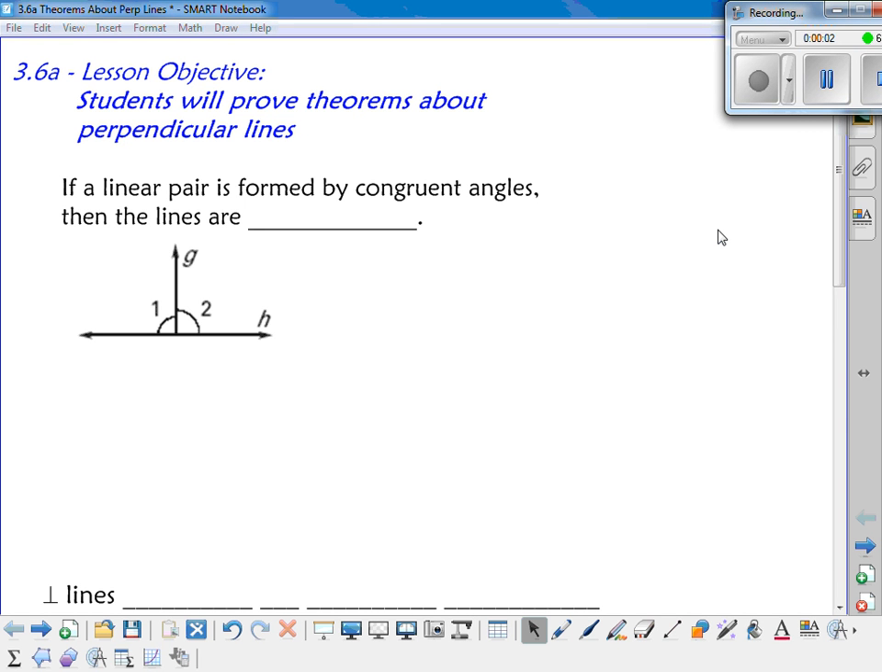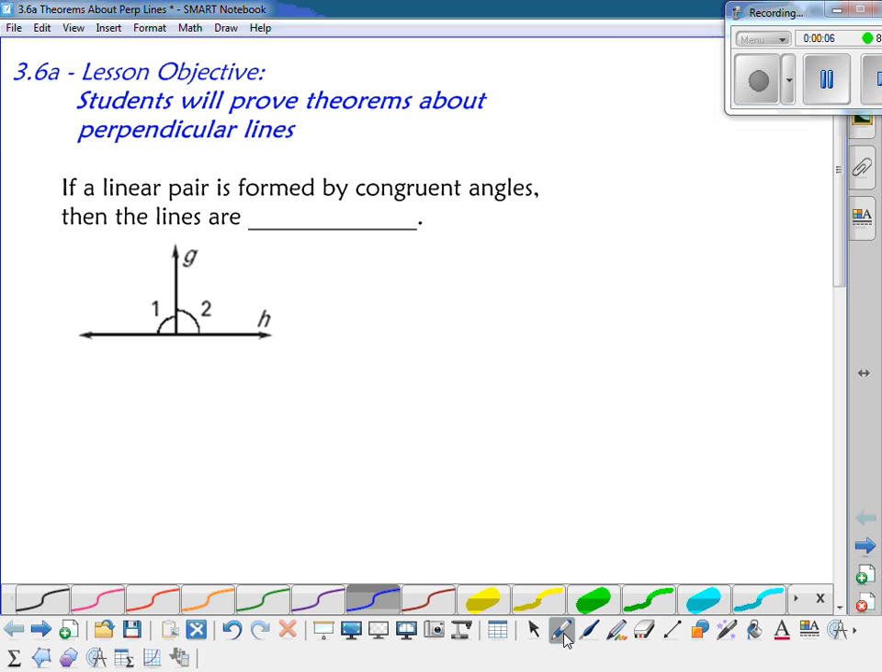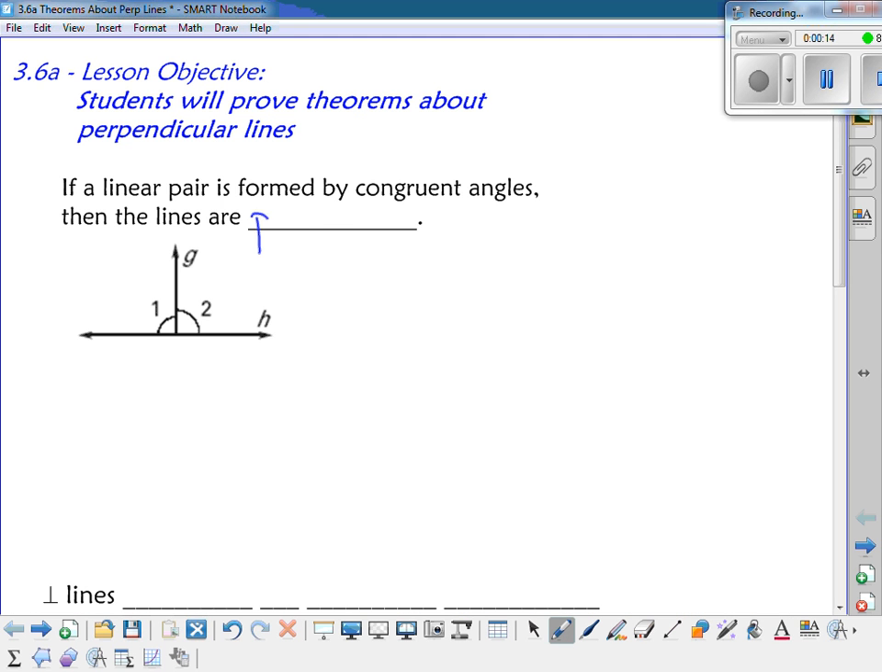Today's lesson objective: students will prove theorems about perpendicular lines. So our first theorem says if a linear pair is formed by congruent angles, then the lines are perpendicular. And if you stop and think about it, it makes sense.